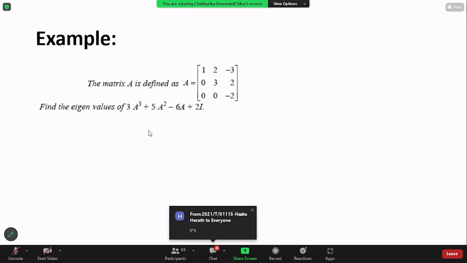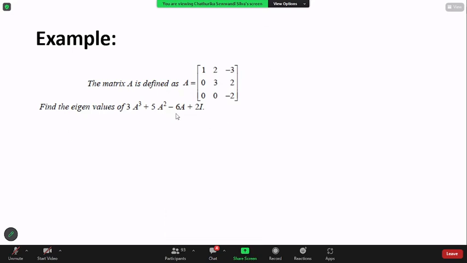Okay. So tell me, what is the dimension of A to the power 2? 3 by 3. What is the dimension of 6A? 3 by 3. What is the dimension of this identity matrix? 3 by 3. So if it is 3 by 3, how many eigenvalues should be there? 3 eigenvalues, and what are they? 1, 1, 1.